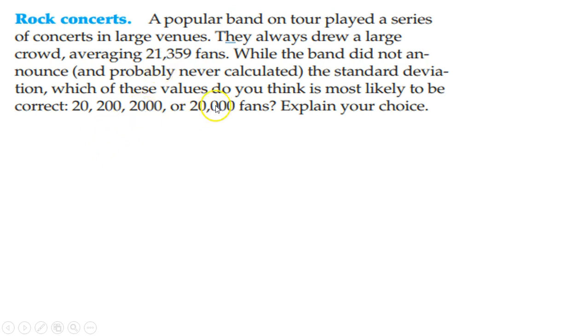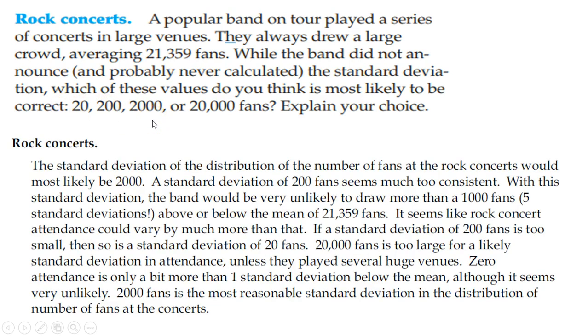If I take those numbers, each of them, and I multiply it by 6, which is most of the data falling between those standard deviations, is basically what I'm saying. That would mean if I multiply this by 6, or this by 6, or this by 6, trying to figure it out, the standard deviation is probably more than likely 2,000, because 200 fans seems much too consistent. You're telling me that all the time we're within 200 fans. That's a small group, and that's very consistent, is basically what it's saying.